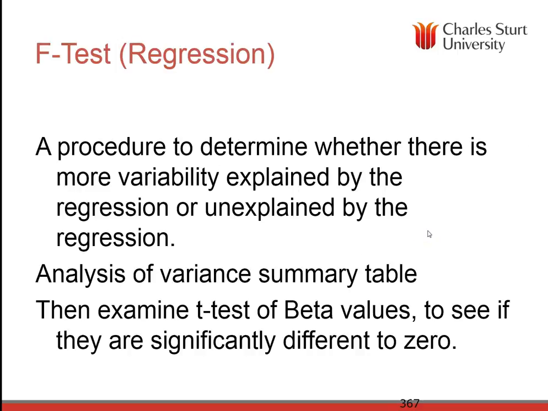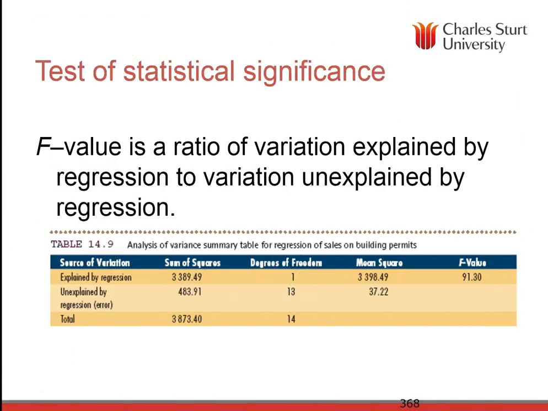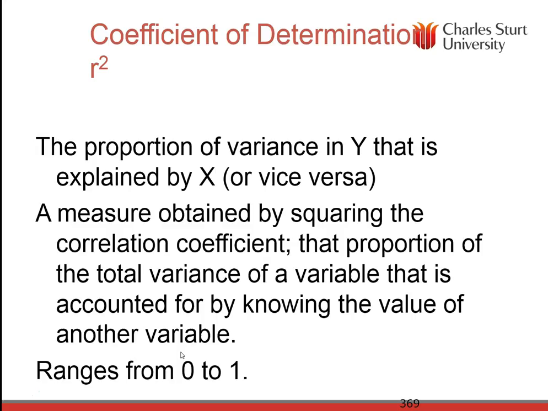So in this measure here, okay, so the procedure to determine whether there's more variability explained. Okay, here's an analysis of variance of sales on building permits. And as you can see here, obviously the more building permits we get, the more sales that occurred. So building permits was the X variable, and housing sales or dwelling sales are there. And so the sum of squares of these two measures here, divided by that, gives you this score here, and you can see that result is highly significant. So that's a pretty good model for regression.